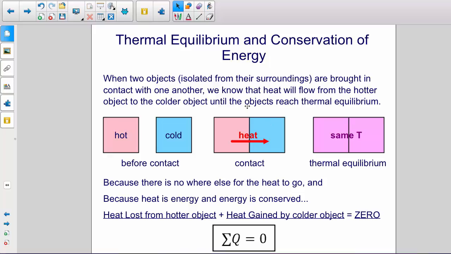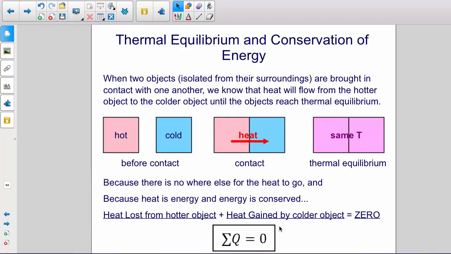So essentially, this is an expression of conservation of energy, that the heat lost from one is equal to the heat gained by the other, or we can write this using signs to consider loss and gain. The heat lost from the hotter object, a negative amount, plus the heat gained by the colder object, a positive amount, is equal to 0.